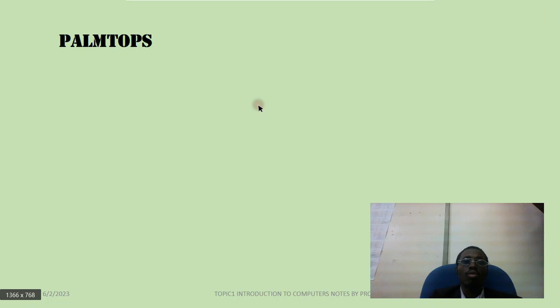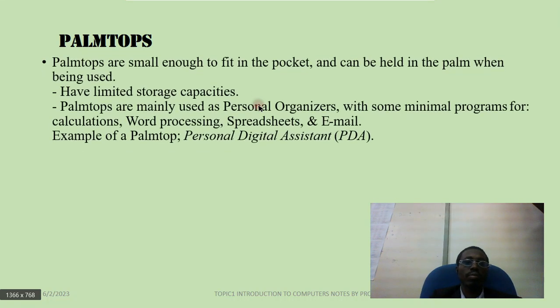Now, let's look at what are called palm tops. The palm tops are small enough to fit in the pocket, and they can be held in the palm. When being used, a palm is the part of your arm here. You can carry it or even put it within this area. They have limited storage capacity.